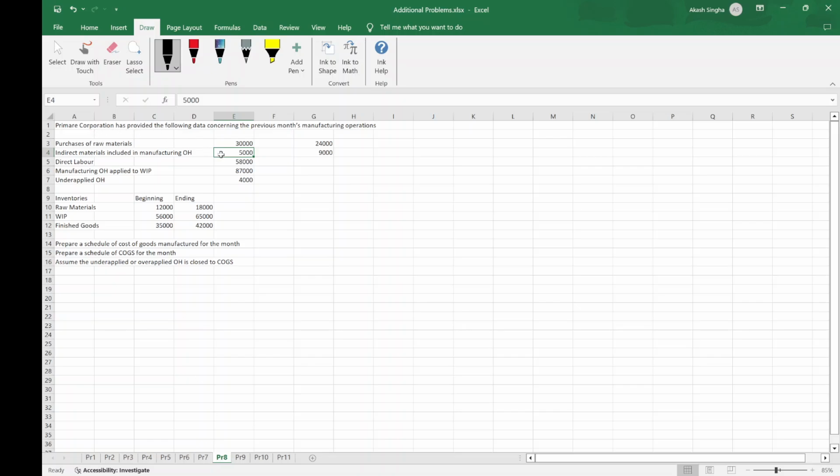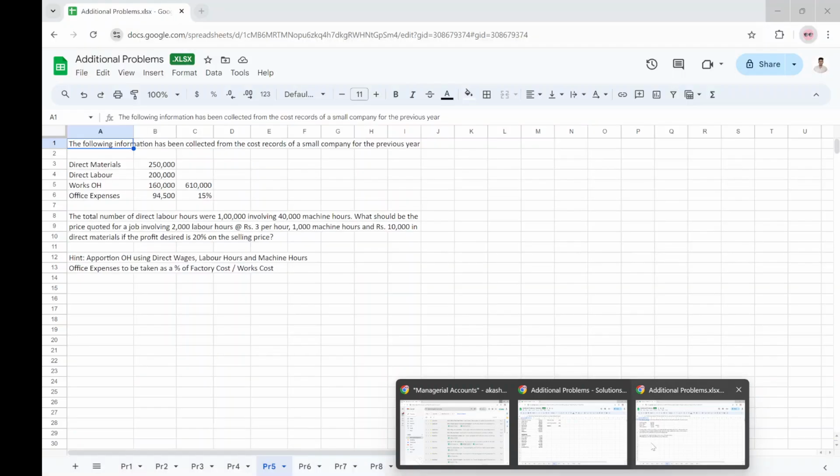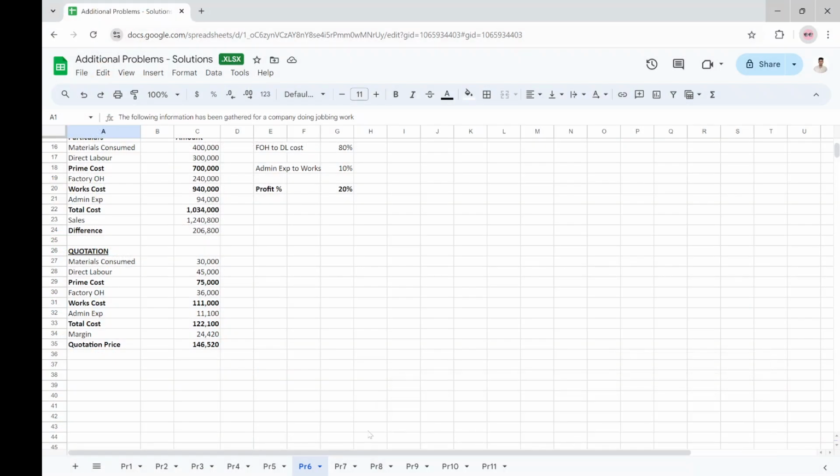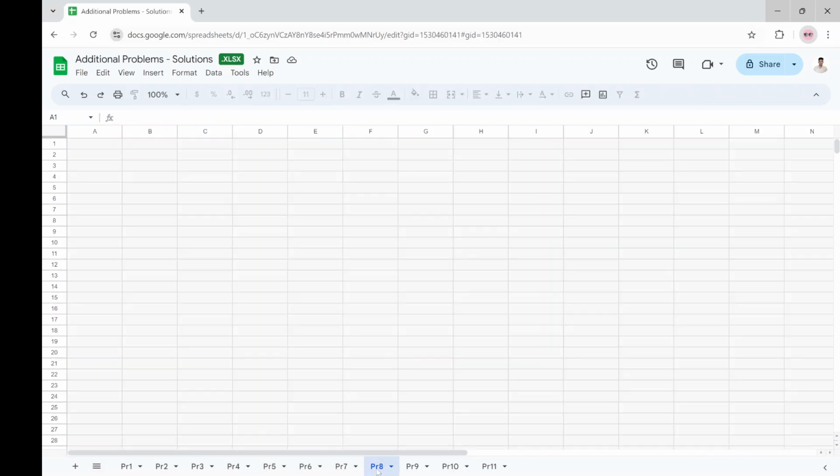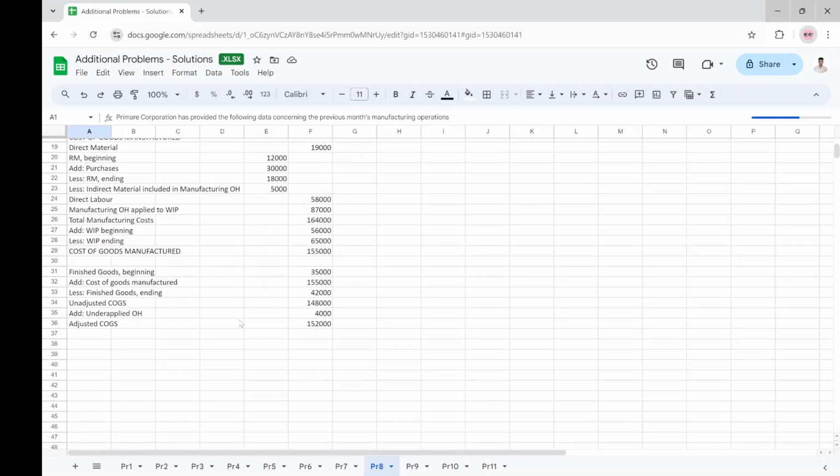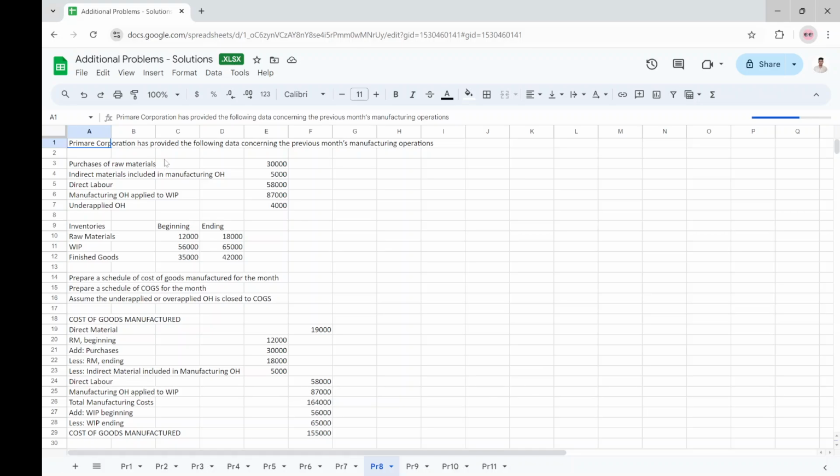Primer Corporation has provided the following data concerning the previous month's manufacturing operations. Prepare a schedule of the cost of goods manufactured for the month.